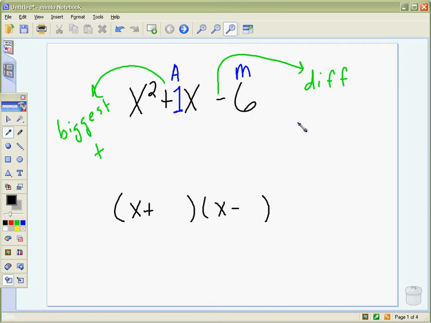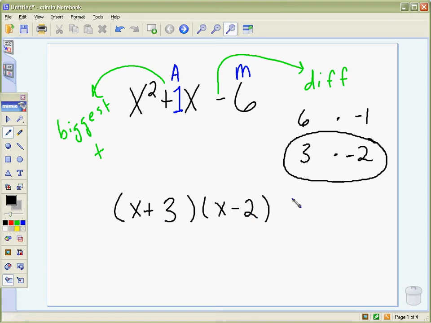Let's look at all the possible combinations of multiplying to get just a regular old 6. 6 times 1, 3 times 2. So now let's look at our signs. Our signs are different. Our biggest one's going to be positive, which means our smallest will be negative. So both sets of numbers multiply to get to negative 6, but which set adds to get to positive 1? And that's the 3 and the negative 2, because 3 plus negative 2 is positive 1. So my answer is x plus 3, x minus 2.